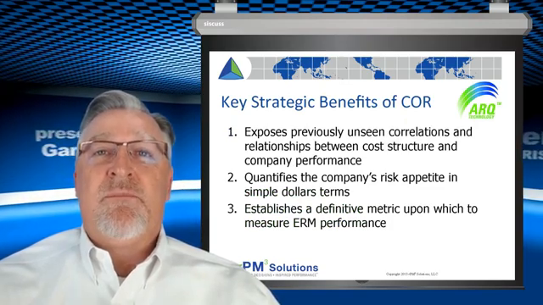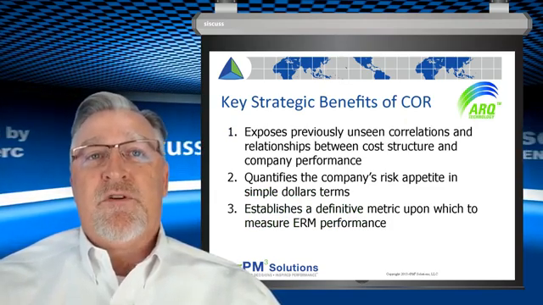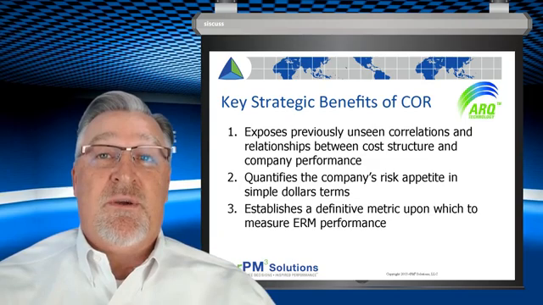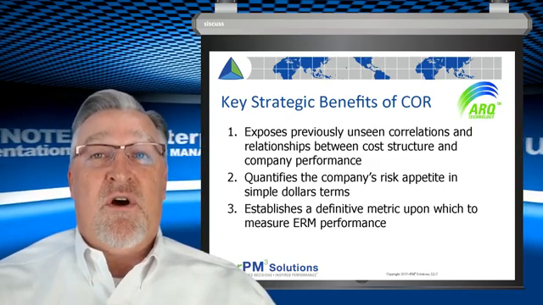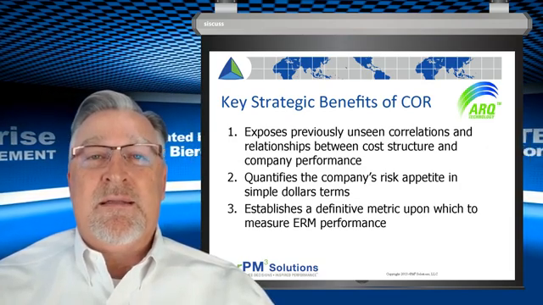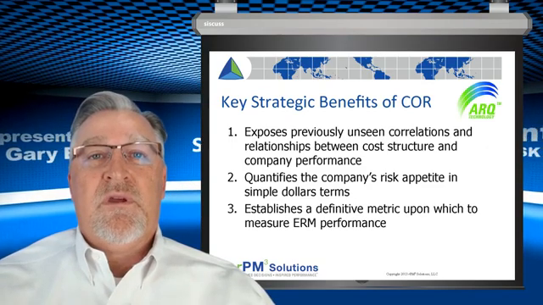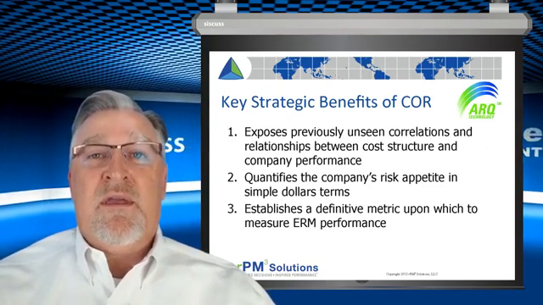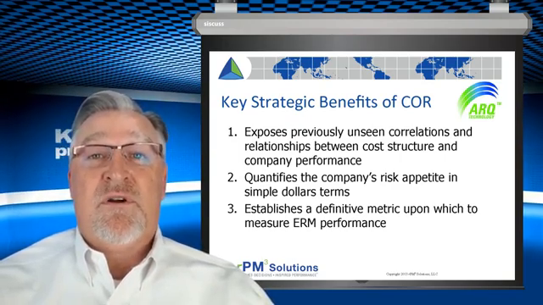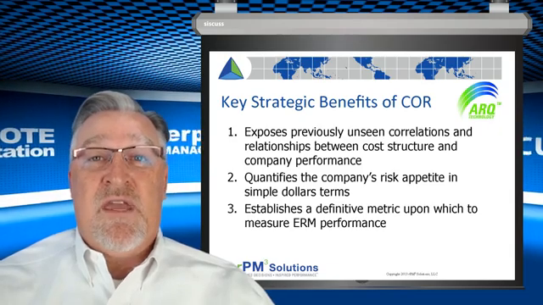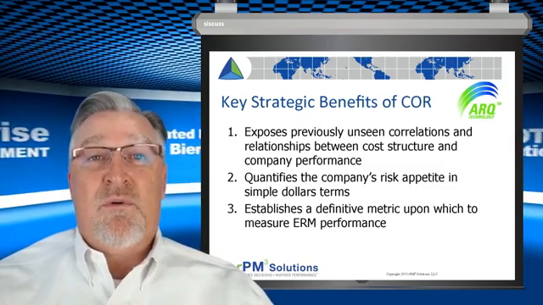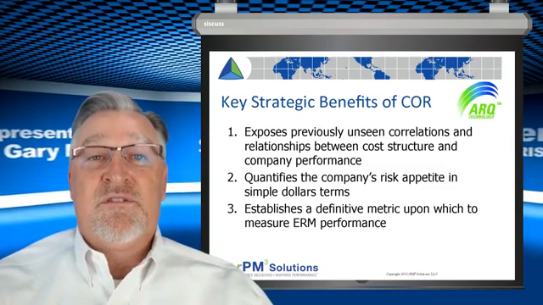Let's itemize a few key strategic benefits before we move on. First of all, cost of risk exposes previously unseen correlations or relationships between the cost structure of the company and its performance. It's because we're peeling back the onion a little bit differently than before. Two, we're quantifying in simple dollar terms what the company's risk appetite might be. We can see if we're risk takers or not. We can see if we have too many controls that are restricting growth. All can be seen through the lens of cost of risk.